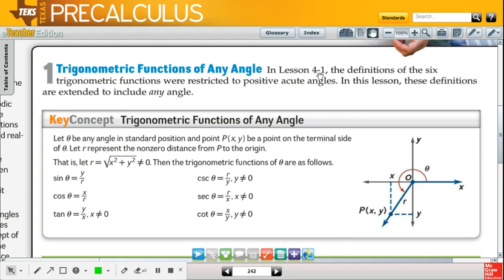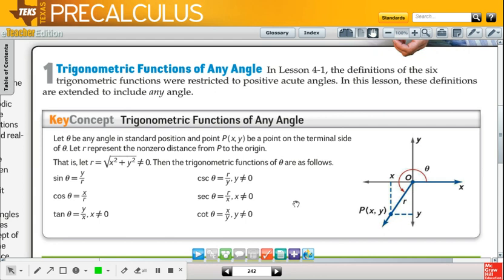meaning that if we're in the unit circle, angles from the first quadrant, so quadrant 1, top right section, quadrant 2, top left section, quadrant 3, bottom left section, and then quadrant 4, bottom right section of the xy plane. So let's talk about the trigonometric function of any angle.